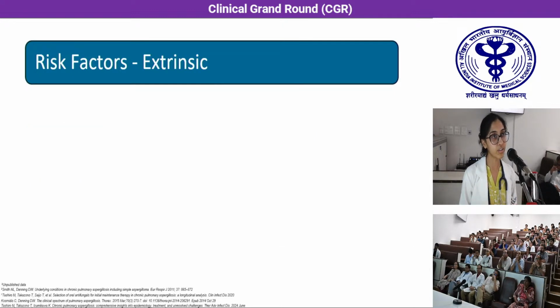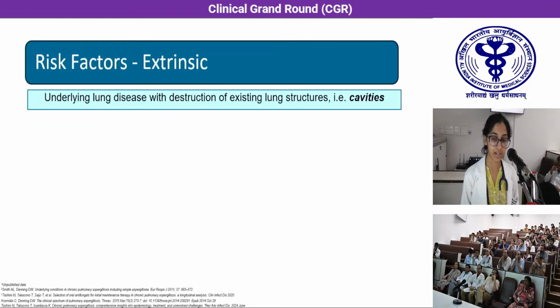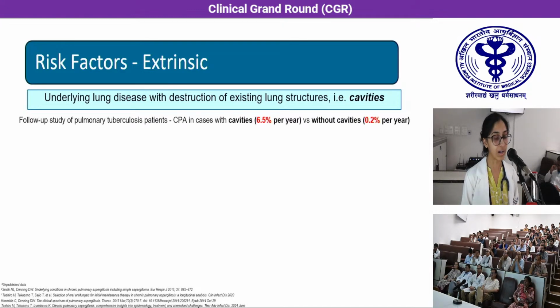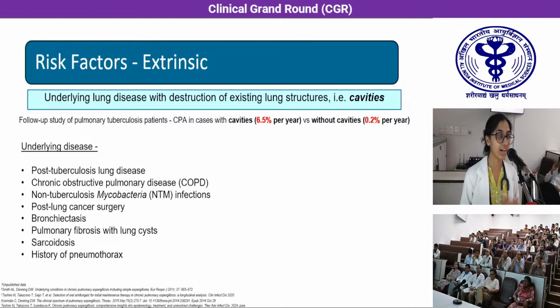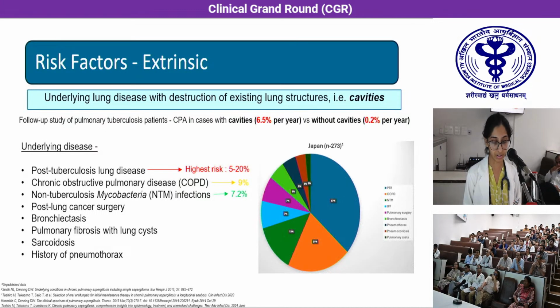So the common denominator of all the lung diseases which predispose to CPA is lung cavities, which is cavitatory lung disease. And in a follow-up study of post-pulmonary TB patients, it was found that CPA occurs in cases with cavities around 6.5% per year compared to without cavities, which is 0.2%. So the difference in the rate is around 30 times. And other underlying diseases include post-COPD patients, post-NTM, as I have listed earlier, out of which, of course, the highest risk is post-tuberculosis lung disease, followed by COPD patients, followed by post-NTM, etc.